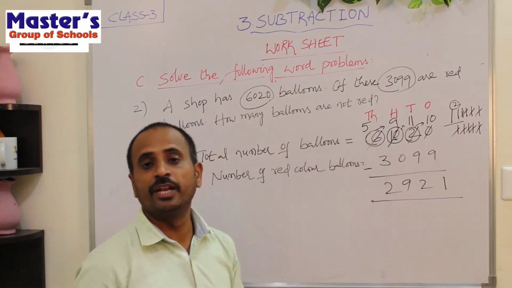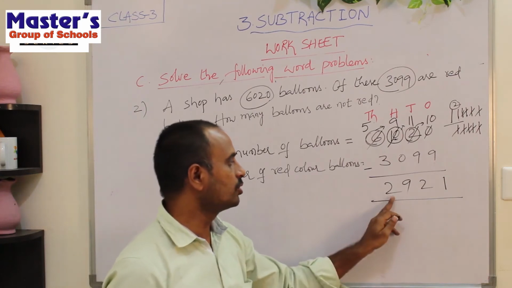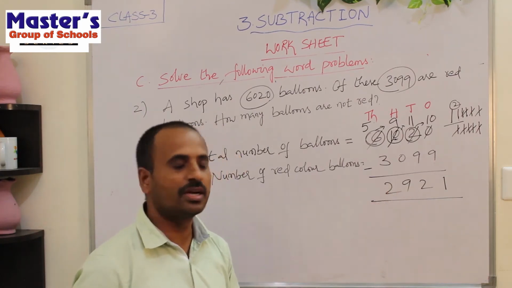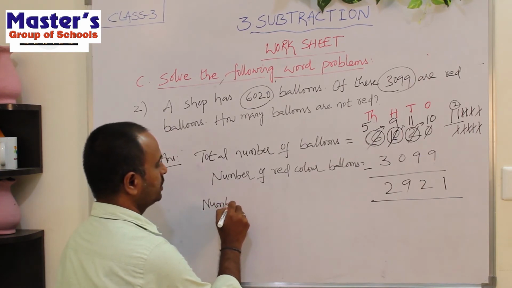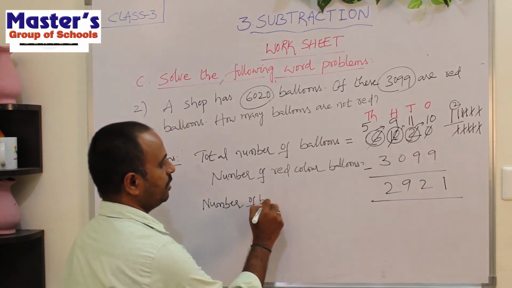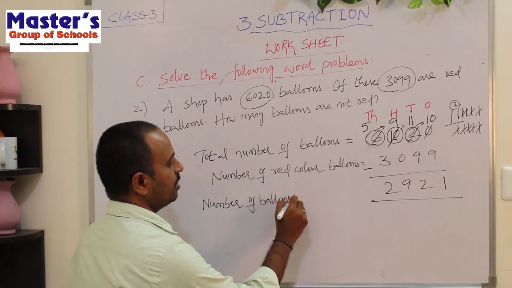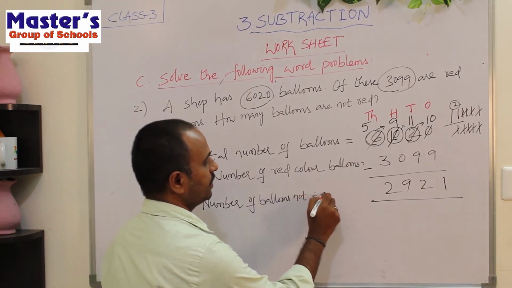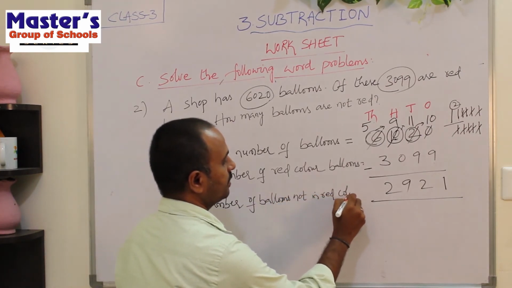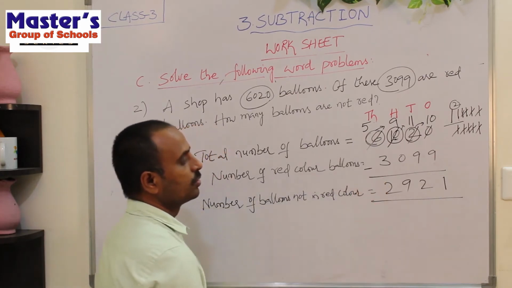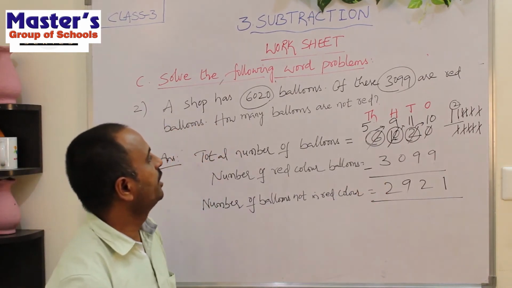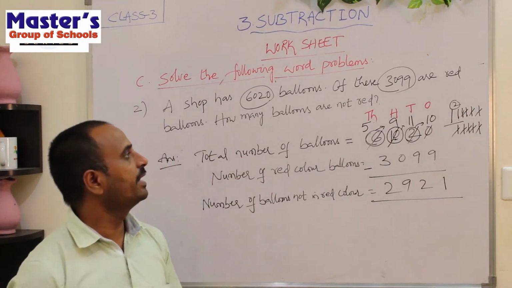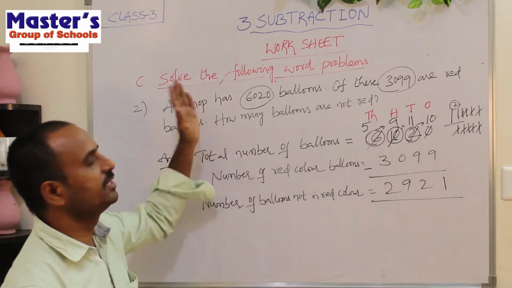2921. That means how many balloons are not in red color? 2921 balloons are not in red color. So number of balloons not in red color is equal to 2921. So in this way we can do these word problems.